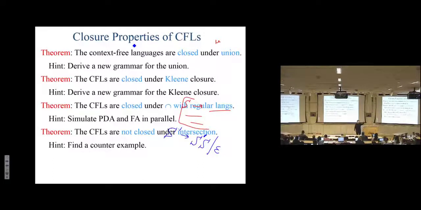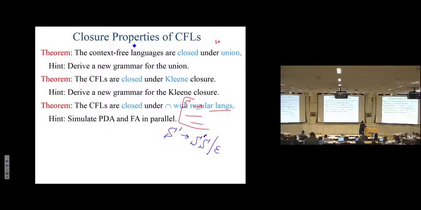Because if one stack wants to push and one stack wants to pop, what's the simulation stack going to do? Push, pop, something else? It's not clear. That's not a proof, it's an intuition. The proof is that 0 to the n, 1 to the n, 2 to the n is not context-free. And it's the intersection of two context-free languages. Let's not harp on that last sentence too much. I just gave you a preview of what's coming up next.